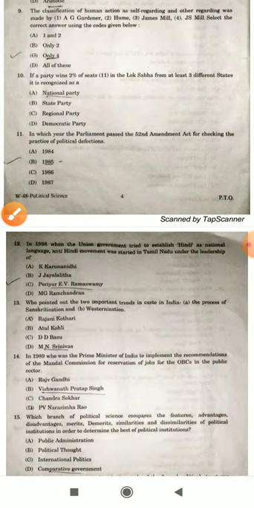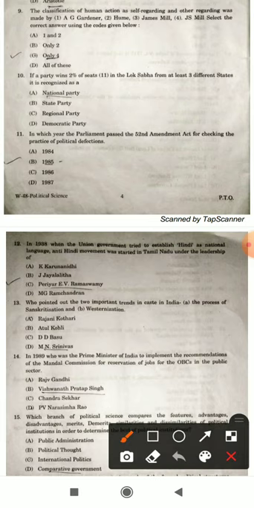Question number 10. If a party wins 2% of seats in the Lok Sabha from at least 3 different states, it is recognized as a National Party. Answer is A.